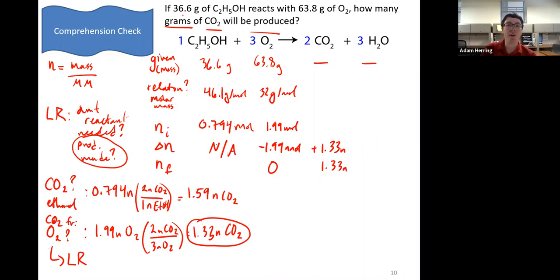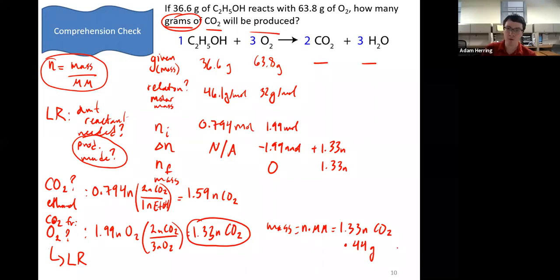If we want to know how many grams, that's going to be found, again, using this relationship, mass equals moles times molar mass, which is 1.33 moles of carbon dioxide times 44 grams per mole. And that's going to be equal to 58.6 grams of carbon dioxide.